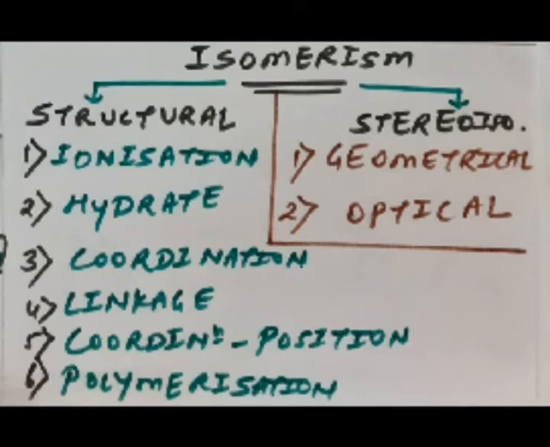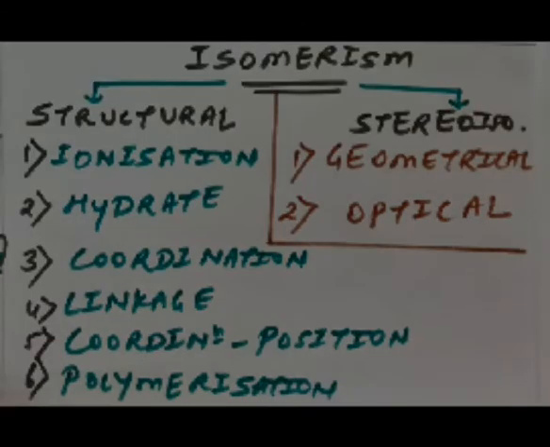This isomerism can be broadly classified as structural isomerism and stereoisomerism, which are further subdivided into various types as on your screen, right. So, we will consider it one by one in detail. Let us consider the first isomerism, that is ionization isomerism.